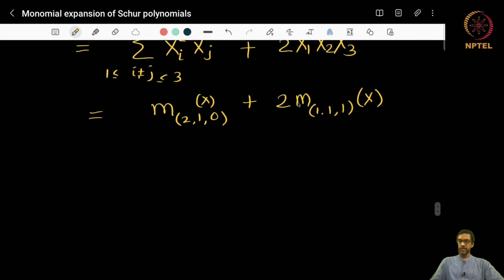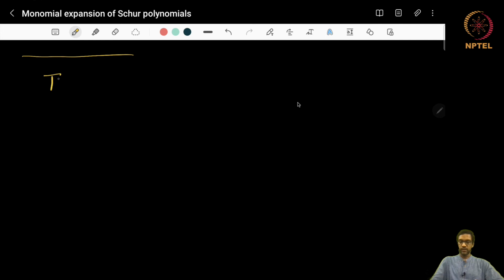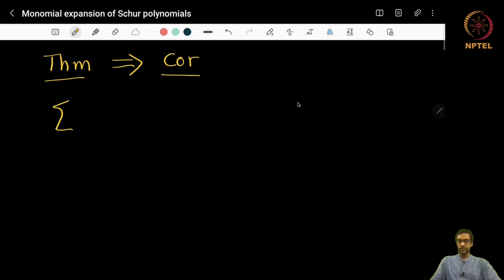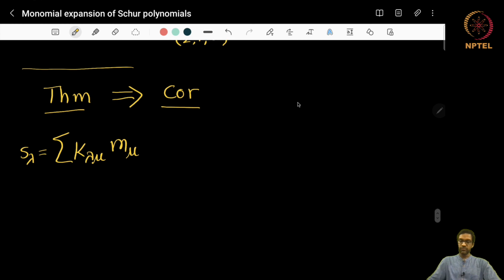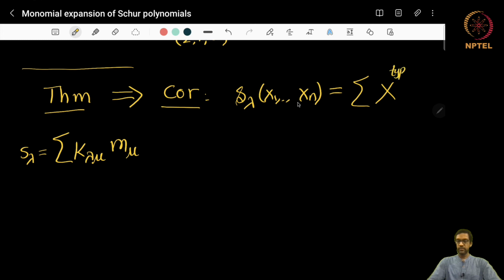Now let's see how one would obtain this from the theorem. As I said, I'm not going to prove the theorem, because if I assume the RSK bijection, then the theorem is proved. We'll come back to RSK later, but for now my interest is in showing you how the theorem implies the corollary. So what was the theorem? It said that the Schur function s lambda has a monomial expansion. Now the corollary says that the Schur function has another expansion. It says the Schur function in x1, x2, ..., xn is actually just the sum of x raised to the type of T, with T running over all semi-standard Young tableaux of shape lambda, with fillings from 1 to n.